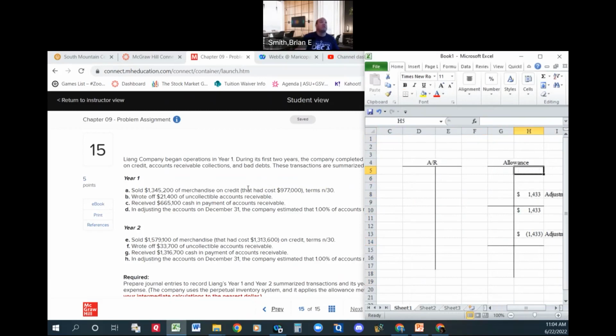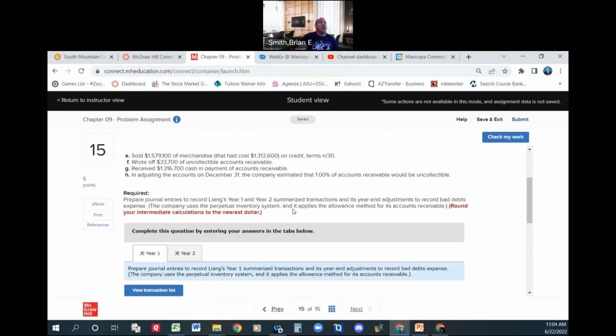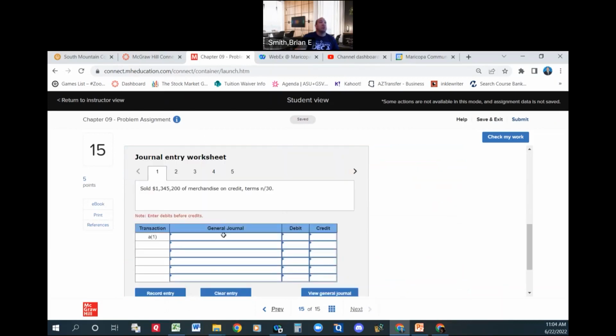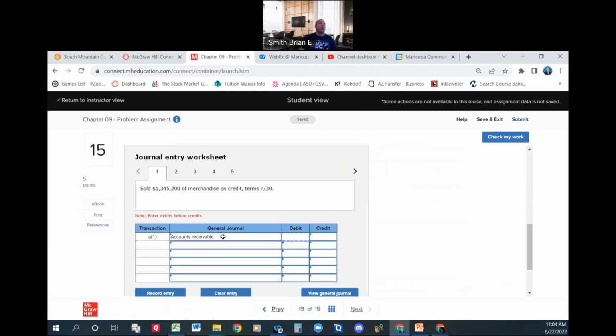So here we go. Let's start off with this. All right, in year 1, we sold this much on credit. Cost had $977. Okay, so we're doing journal entries. On credit, we sold these, so we're going to do accounts receivable for $1,345,200. This is the sales side. So we're going to do sales, okay, for the same amount.